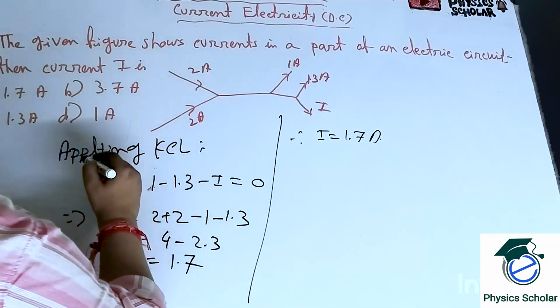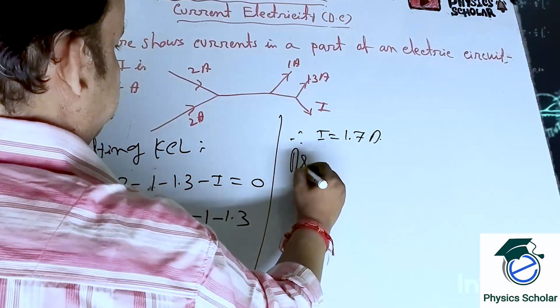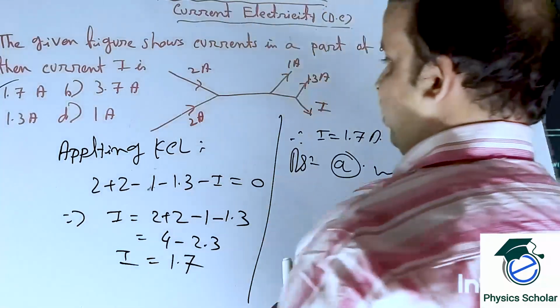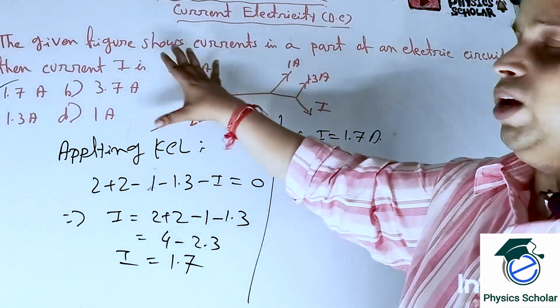What is that 1.7? Option number A. So the answer will be option number A. That will be the correct answer. Clear? So that means we are only applying the KCL.